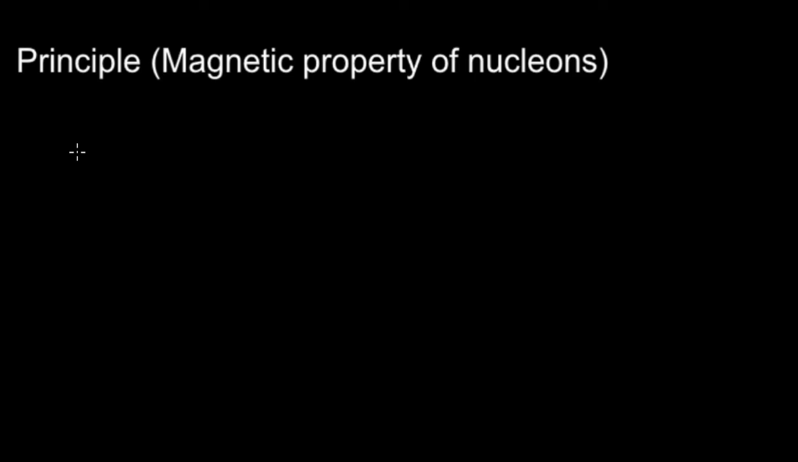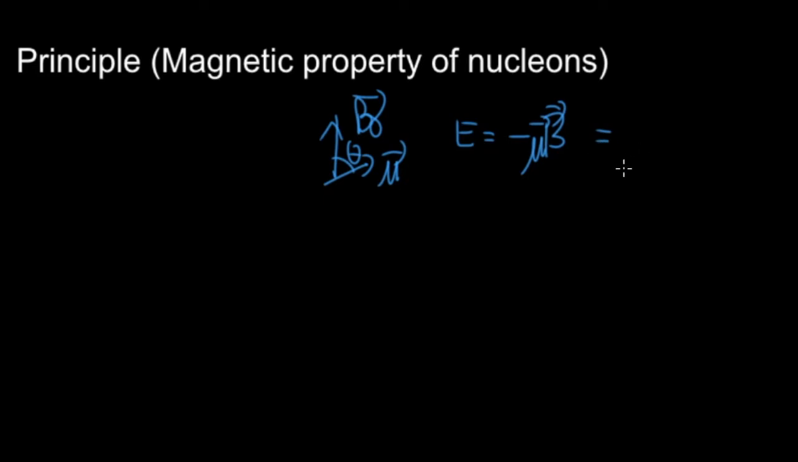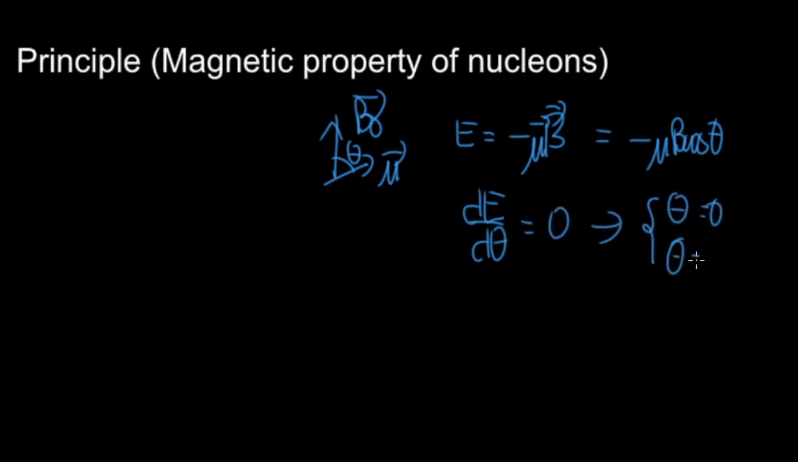So let's see the influence of the magnetic field on the magnetic moment. Let me draw the magnetic field B0, the magnetic moment mu, and the angle theta. The potential energy is minus mu dot B, so it's minus mu B cosine theta. The equilibrium positions have two values, 0 and pi. The 0 angle corresponds with the energy minus mu B, and the pi angle corresponds to the energy plus mu B.